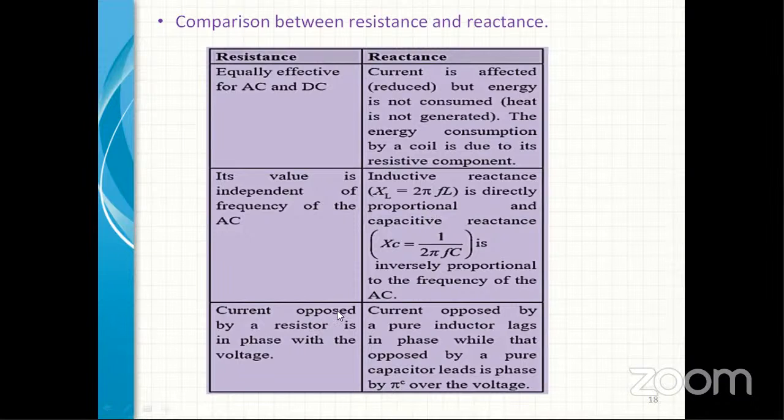अगेन करंट अपोज्ड बाय अ रेजिस्टर इज इन फेज विथ द व्होल्टेज. And what happens in case of reactance? Current opposed by a pure inductor. ज्यावेळेस तुम्ही इंडक्टर त्याच्यामध्ये ठेवलेला असेल AC सर्किट मध्ये तर त्यावेळेस तो काय होते लॅग्स इन फेज. बरोबर की नाही? π/2 ने तो काय होतो मागे राहतो करंट. व्हाईल दॅट अपोज्ड बाय अ प्युअर कॅपॅसिटर जर तुम्ही ठेवलेला असेल तर करंट हा काय होतोय त्याच्या पुढे जातोय फेज बाय π/2 ओव्हर द व्होल्टेज.